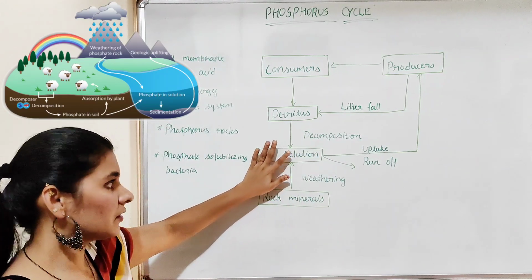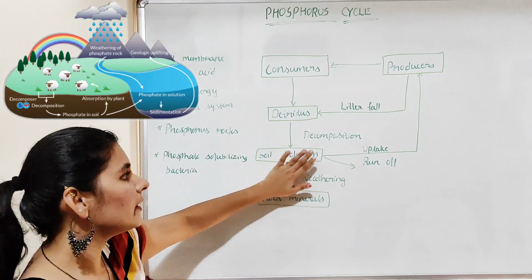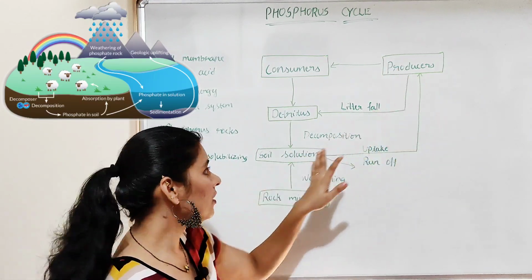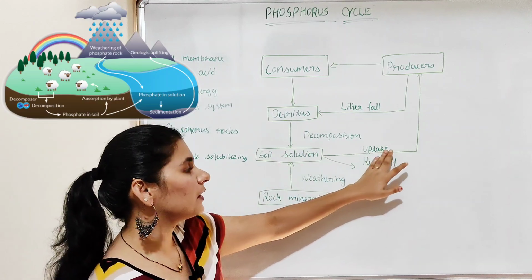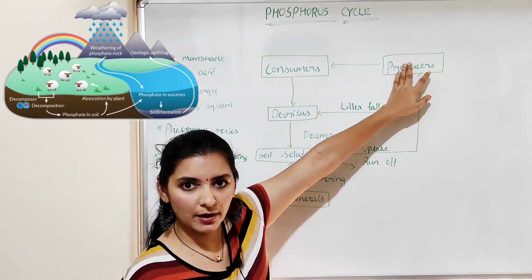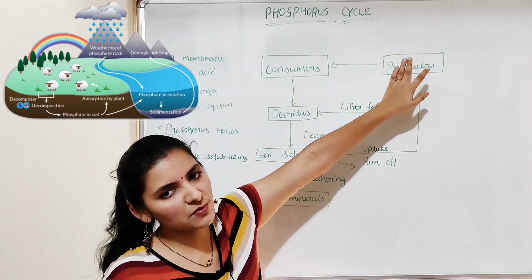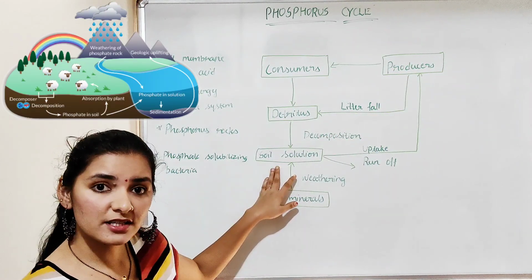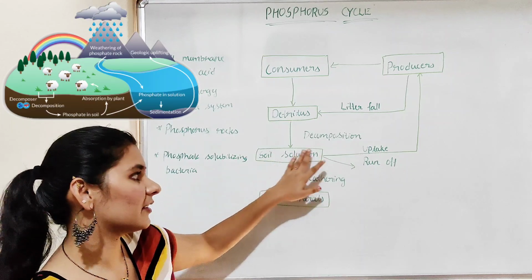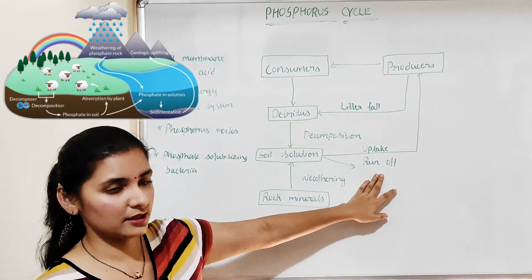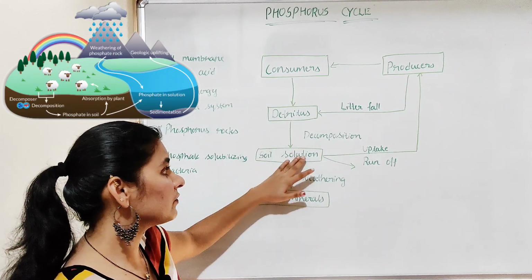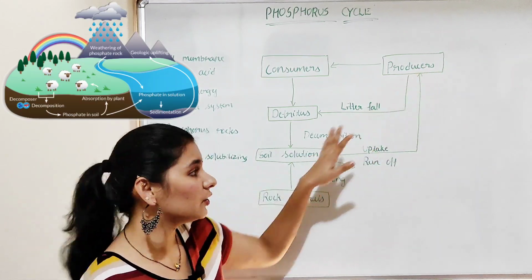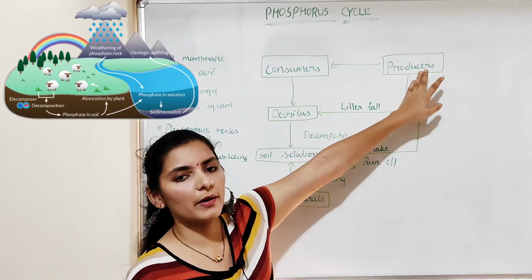From the soil solution, a small quantity of the phosphate will be absorbed by the roots of the producers or the plants. The roots of the plant absorb a certain quantity of the phosphate from the soil, whereas the rest of the phosphate will remain in the soil itself or enter a water medium. So that's how phosphorus from the rocks enters the biosphere.